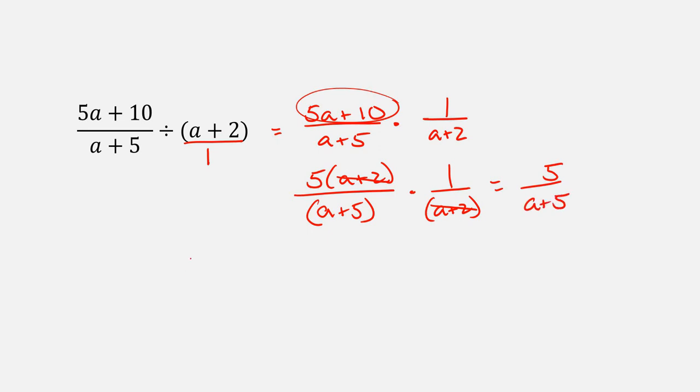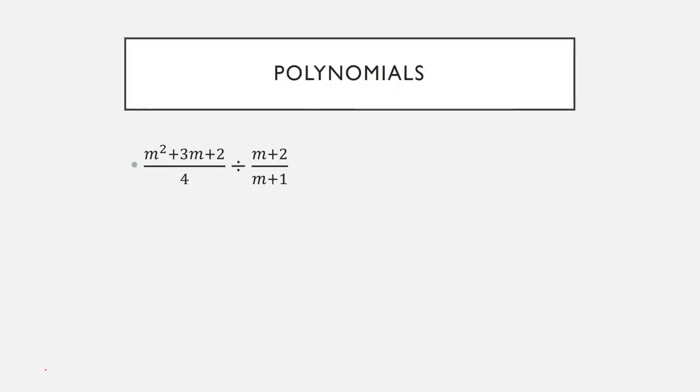All right, one more. Try this one on your own again. Pause the video. Don't forget to rewrite as multiplication, and then go ahead and do the process just like we've been doing all along. All right, so rewriting this, m squared plus 3m plus 2 over 4, multiplication by the reciprocal.